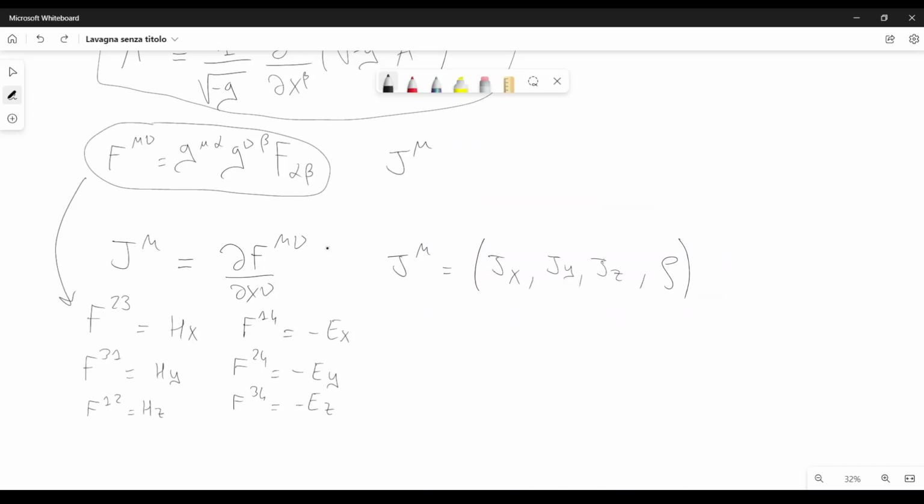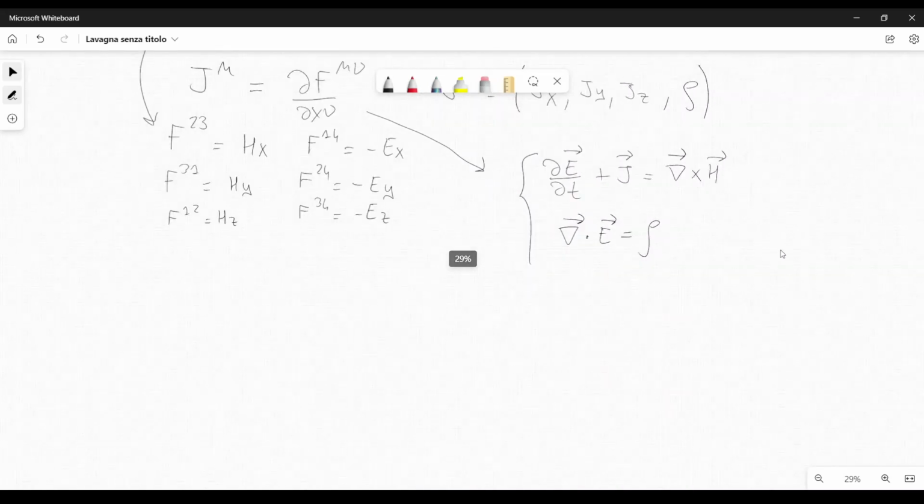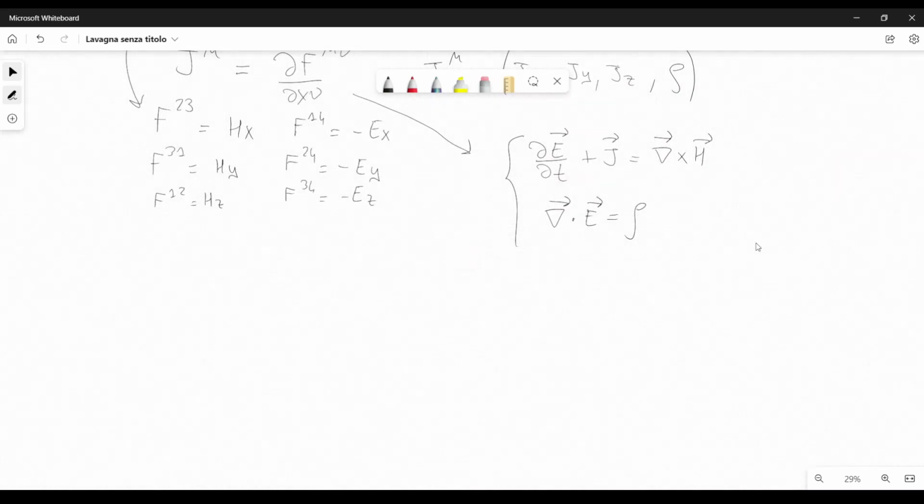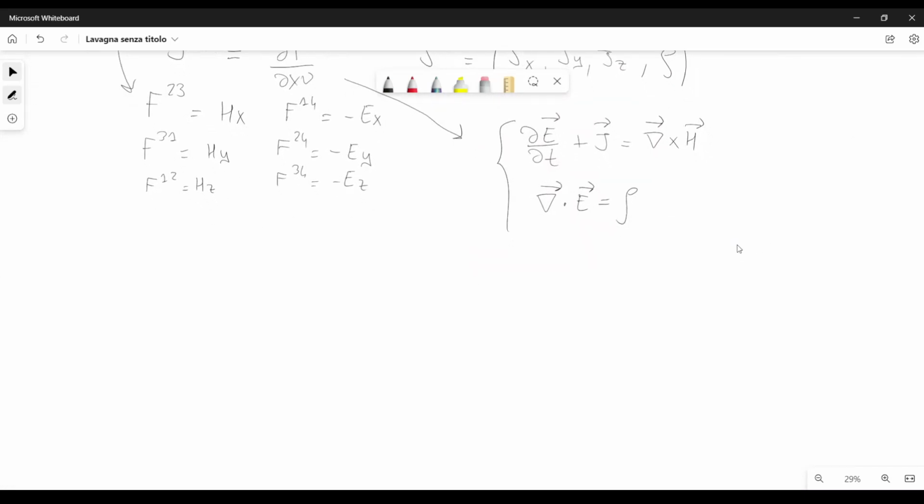we find, it's easy to see that this will yield these two equations: derivative of the electric field with respect to time plus j equal to curl of h, and then we have the divergence of the electric field equal to rho. So you can see that we have found the other pair of Maxwell's equations. Now we want to find also the energy components of the electromagnetic field. So I will start from this expression.